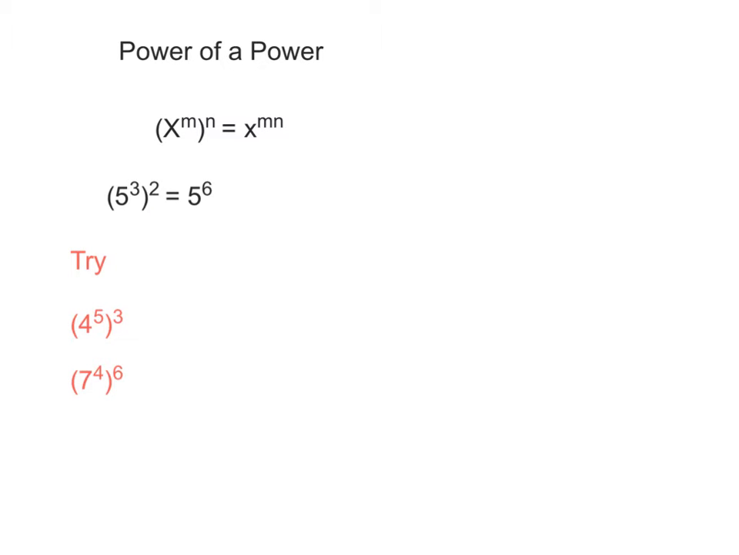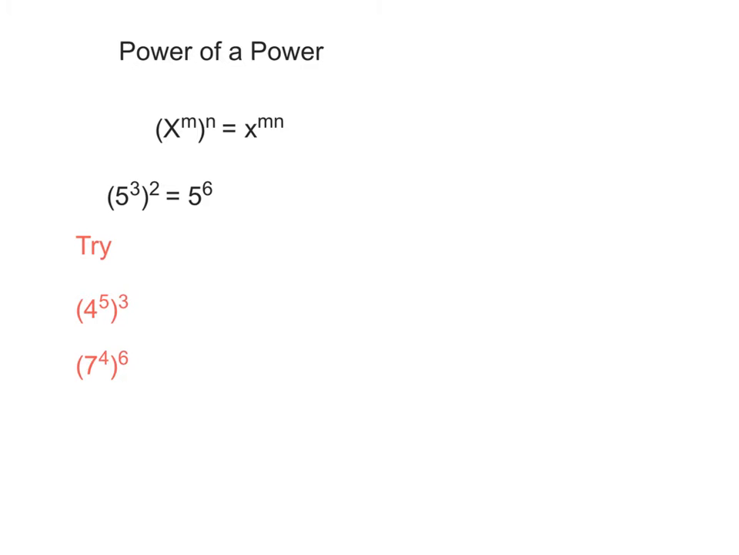Power of a power, such as x to the m, all to the nth power, would be x to the m times n. 5 to the third power, all of that to the second, would get us 5 to the 6th because we multiply the powers. 3 times 2 is 6. That's going to be our new power.